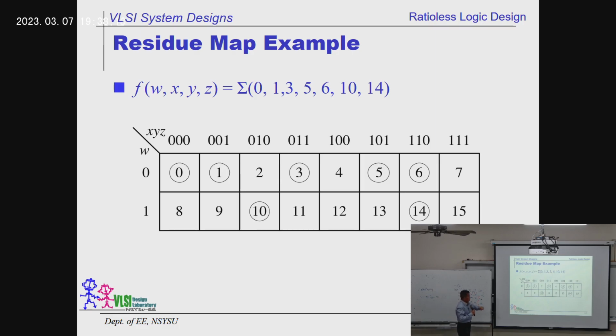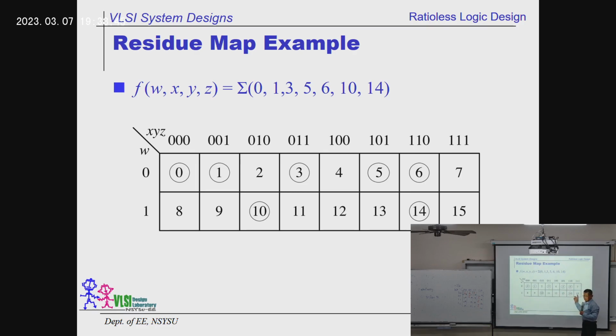It's different. This is a residue map because we decompose the original equation this way. We pick one of the 4 variables, and then we decompose the rest, because we have 3 variables left, from 0, 0, 0 to 1, 1, 1. Then 0, 0, 0 is number 0, and 0, 0, 1 is 1. So we have 0, 1, 2, 3, 4, 5, 6, 7.